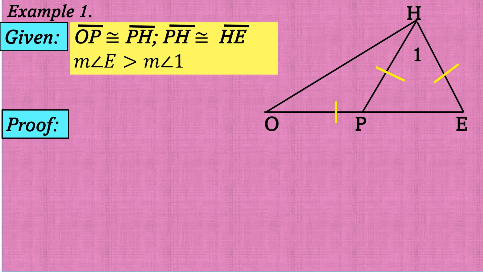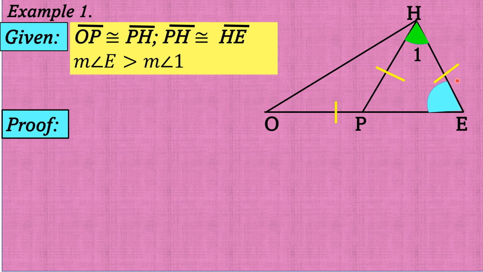Now let us take this example. In the illustration, we have triangle HEO and triangle PHE. So given in the triangle, side OP is congruent to side PH, and side PH is also congruent to side HE. So the markings here indicate that the three sides are congruent.